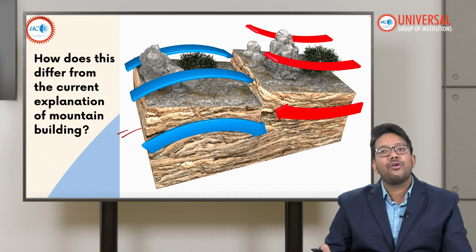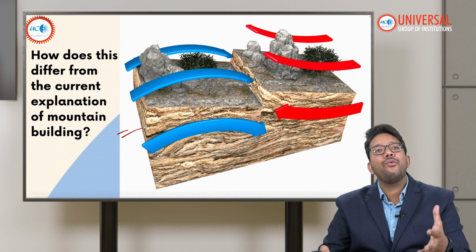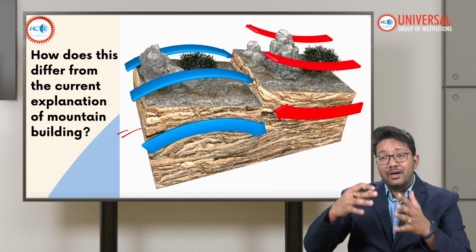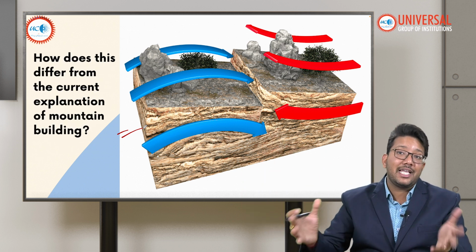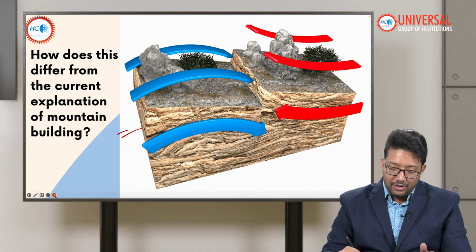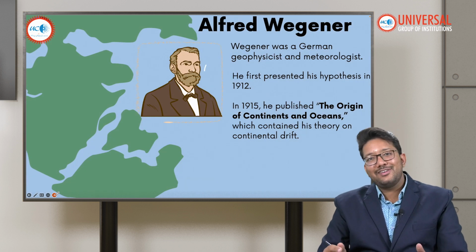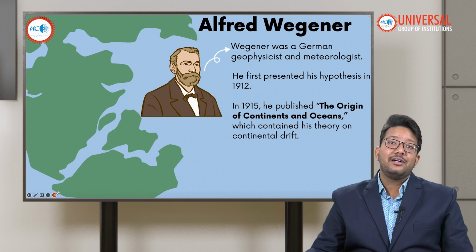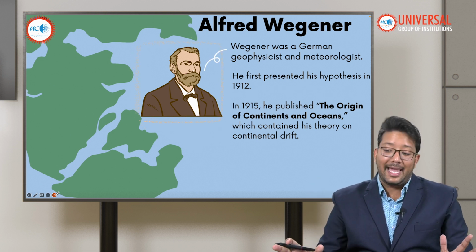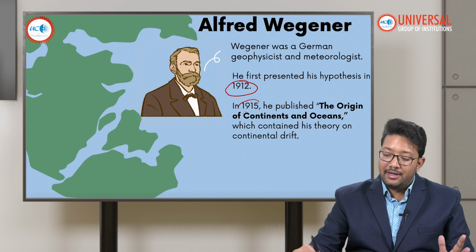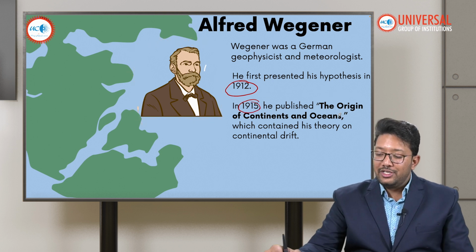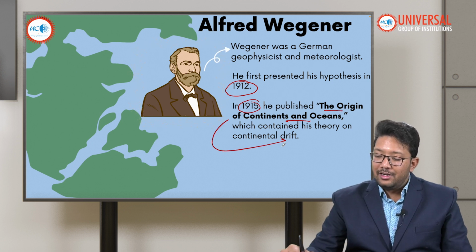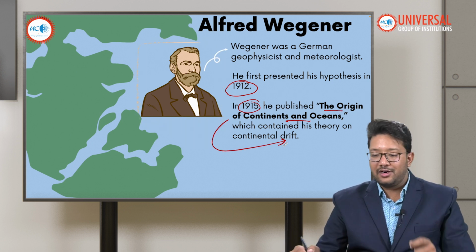So how exactly did these mountains form? This continental drift theory talks about how there was one large continent, which has now changed into the 7 continents as we see today. Our concerned person, Alfred Wegener, was from Germany, a geophysicist. He presented his hypothesis called continental drift in 1912, and in 1915 he published Origin of Continents and Oceans. In this article his continental drift theory was presented.